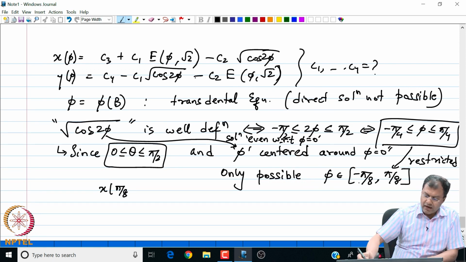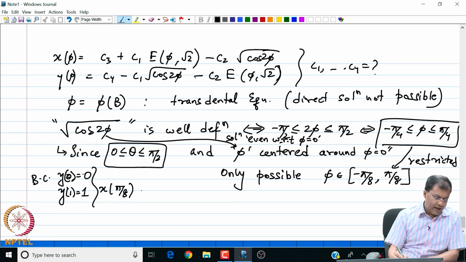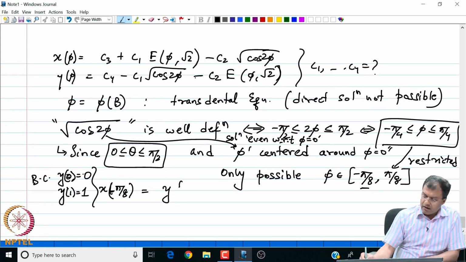So, my boundaries are from minus pi by 8 to pi by 8, and note that we had the boundary conditions y of 0 is 0 and y of 1 is 1. From here the corresponding set of boundary conditions are at x equal to pi by 8. The left hand side limit of this interval, minus pi by 8, corresponds to the point 0.